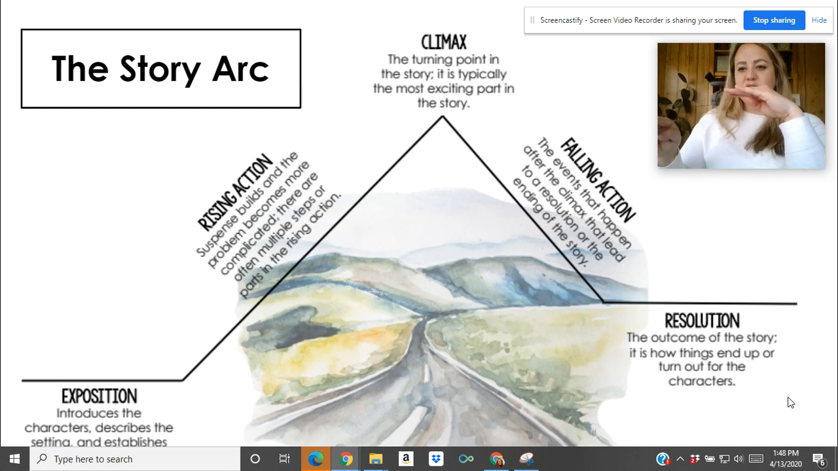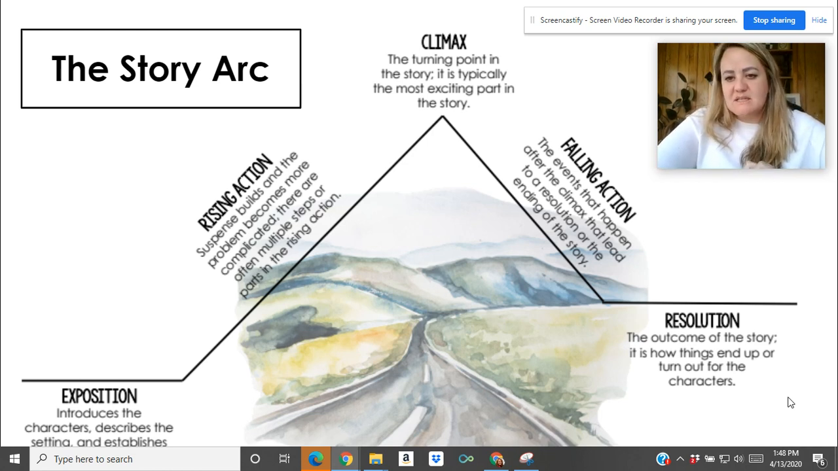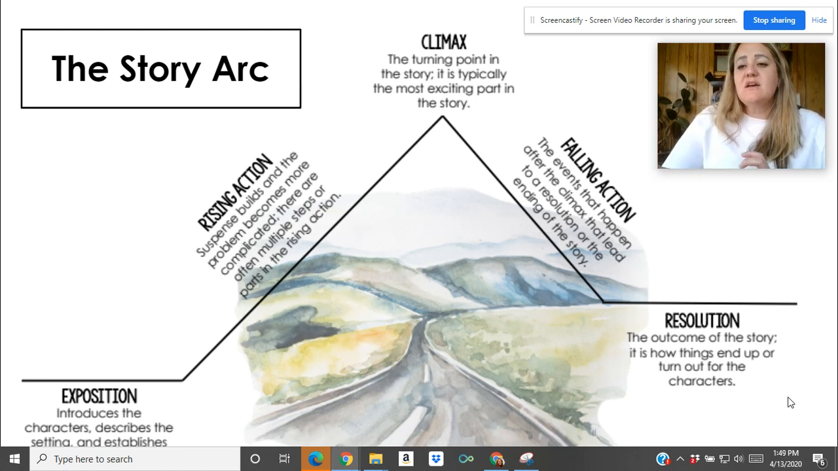And then looking down, you have that falling action. So the falling action is talking about events that happen after the climax and they lead to the resolution, or the end of the story. So we're not at the end yet. Okay, so we're just going to keep using Fish in a Tree because okay.